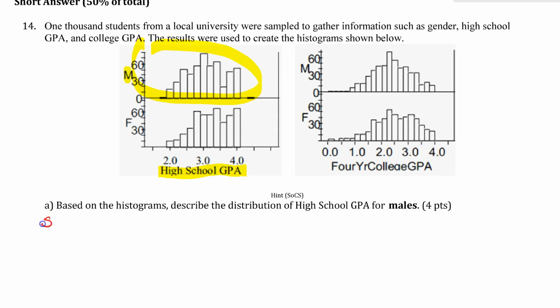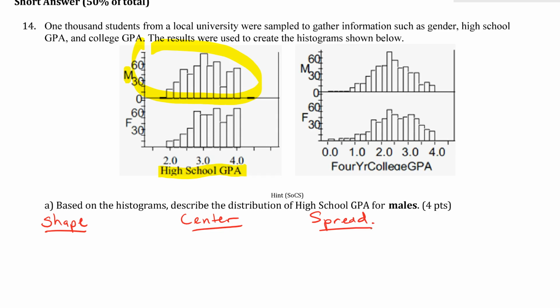And those three things are the shape, the center, and the spread. And so we want to make sure that we discuss all three of those aspects whenever we're talking about describing a distribution. So first, let's talk about the shape.